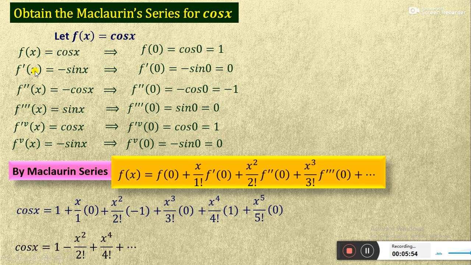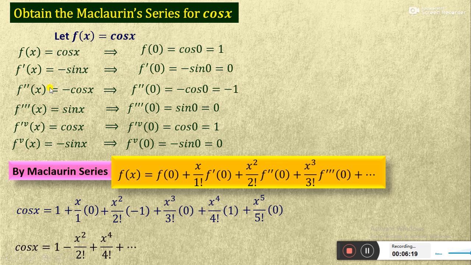Next, f dash of x. F dash of x means I differentiate the f of x. So f dash of x equal to differentiation of cos x, which is minus sin x. So from this I calculate f dash of 0. F dash of 0 means x equal to 0. On both sides I substitute x equal to 0, so f dash of 0 equal to minus sin 0. Sin 0 is 0. So next I calculate the f double dash of x.